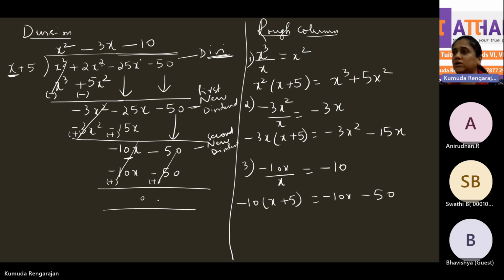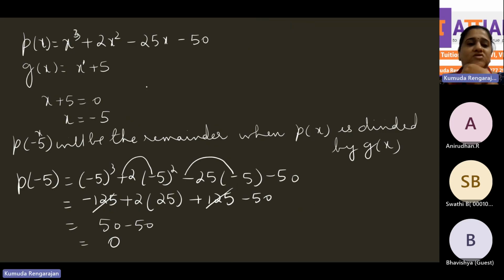We already performed the long division and we know that the remainder is 0. So you need to check if the divisor is linear. Once it is linear, equate the divisor to 0 and find the value of x. Now, use this value of x in the dividend polynomial. In the dividend polynomial, wherever there is x, use minus 5. And that will give you the remainder.